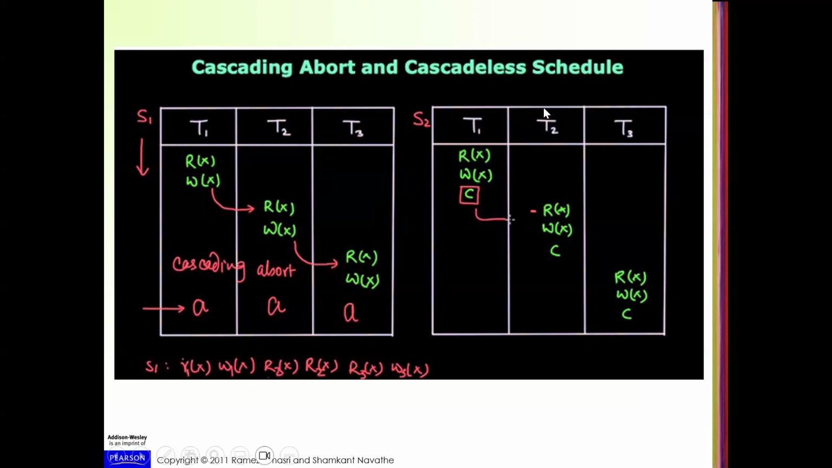Now we will see how the cascadeless schedule works, and how to manage this. After T1 reads the value of X and writes the value of X, at the same time we want to commit this. Only after committing will we allow T2 to read the value of X and make changes on X. After making changes on X, T2 commits, and only then can T3 take the new value of X, do whatever T3 wants and then commit. So here we say that only after committing can the other transaction read.